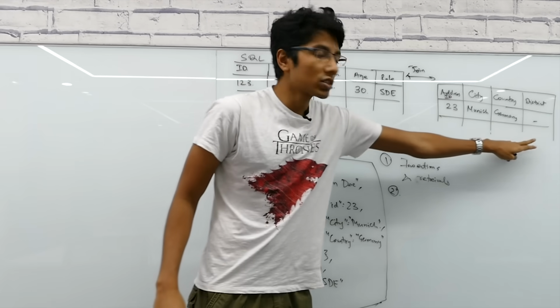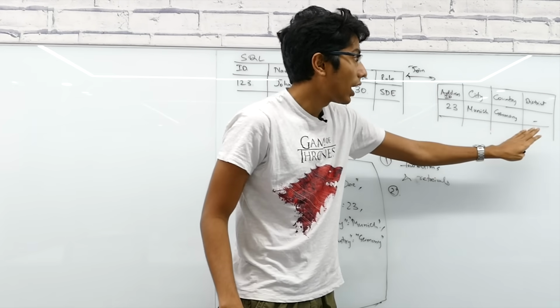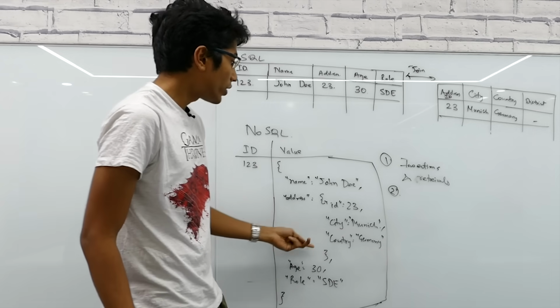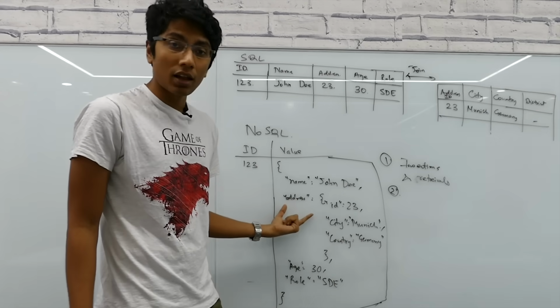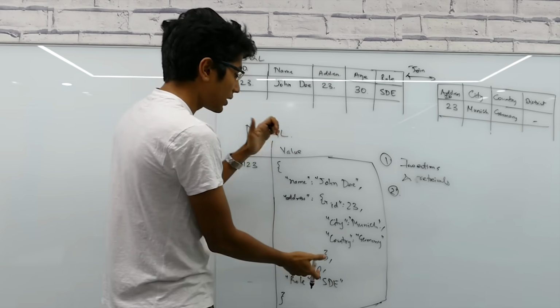We saw that the district was null, and for this SQL approach, what we had to do is add a new column. Although we don't need it, we still do it. Over here, what could happen is that if the address is null, if the address is entirely blank, that's fine, because this blob doesn't care about schema.